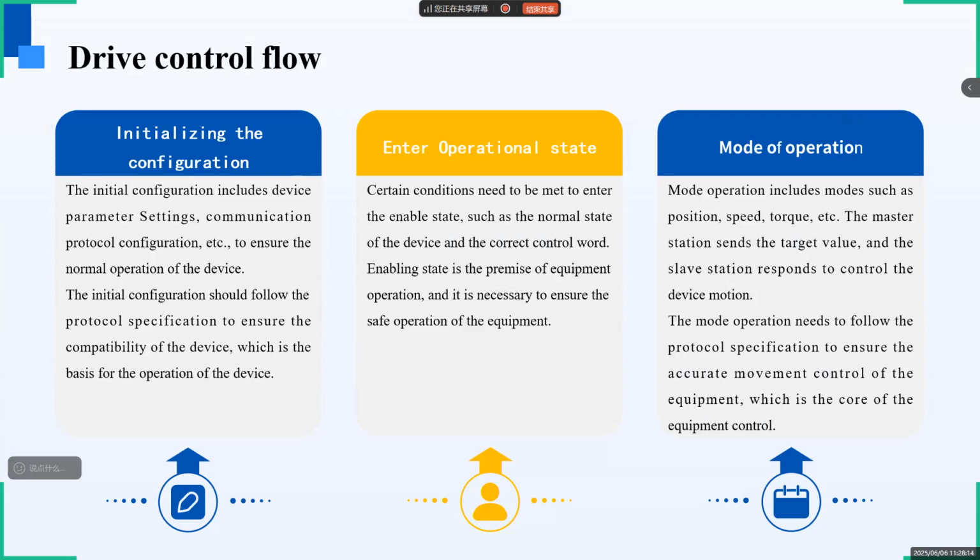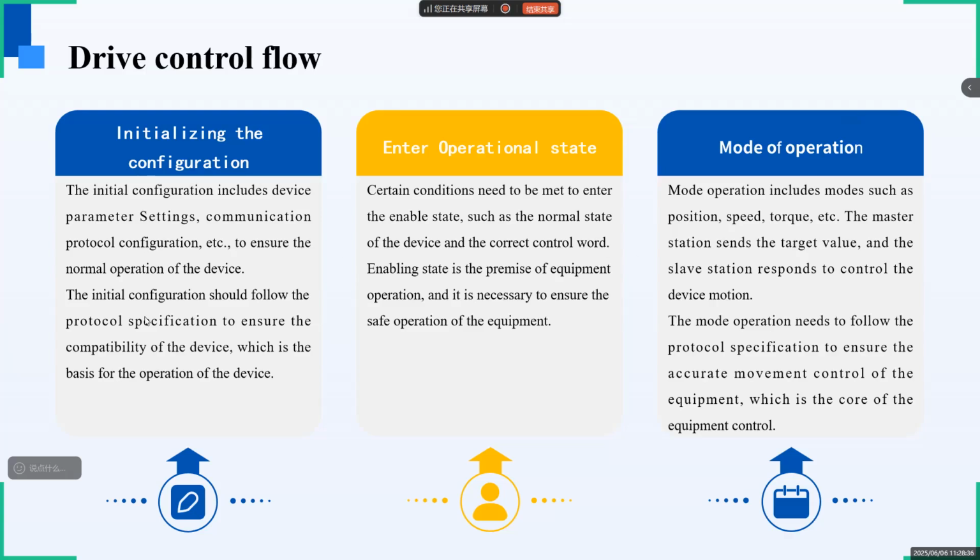Initialization configuration includes device parameter settings, communication protocol configuration, etc., ensuring normal operation of the device. Entering the enabled state requires meeting specific conditions, for example, the device status is normal, the control word is correct, etc. The enable state is a prerequisite for device operation, ensuring safe operation.